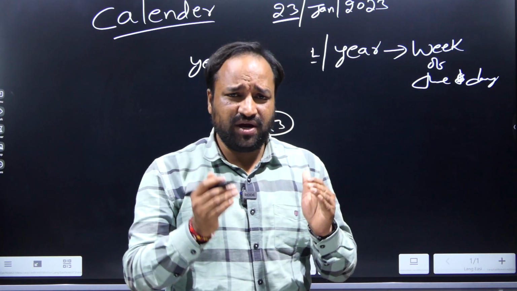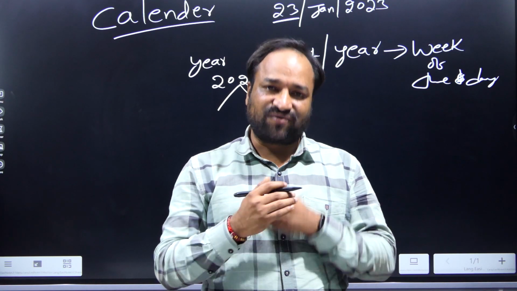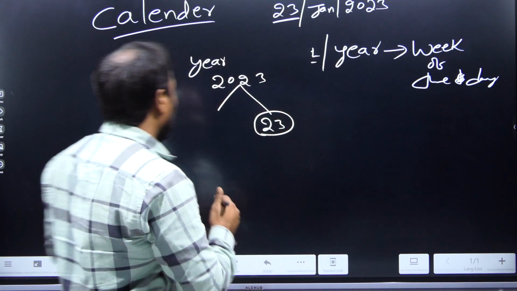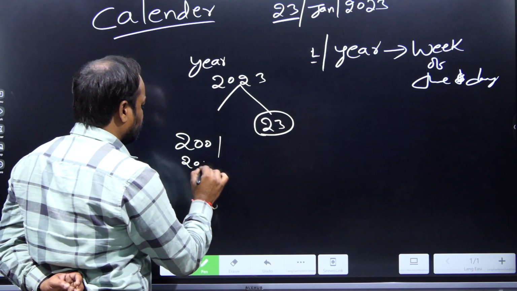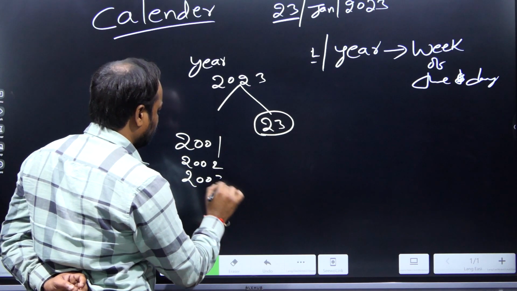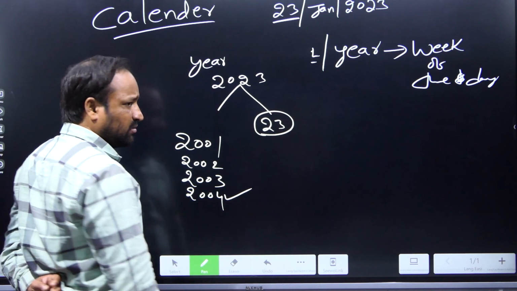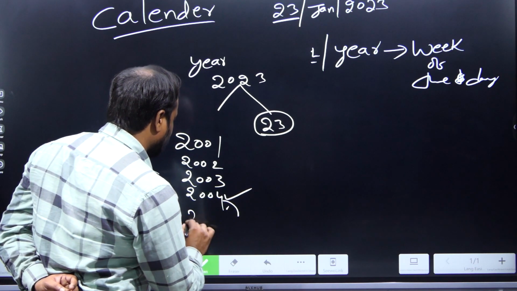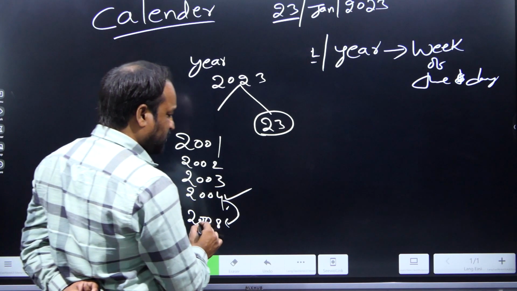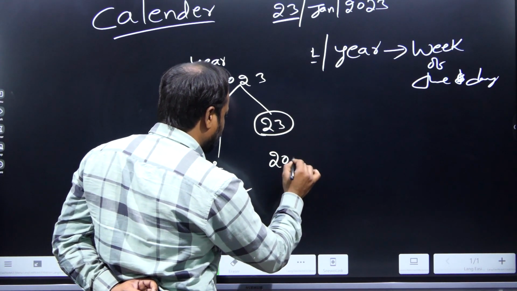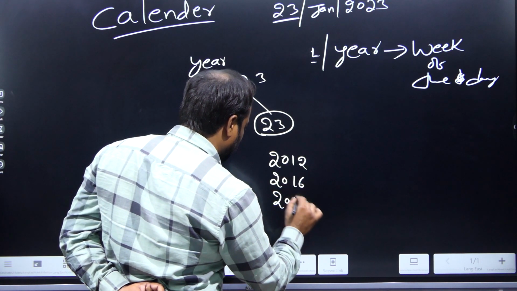That means the leap year will occur after every 4 years. Example, I am starting with 2001. After 2001, 2002, 2003 and 2004. 2004 is a leap year. That means after 4 years, that is 2008. After 4 years, the leap year will repeat. After 2008, the leap year is 2012. Next leap year is 2016. Next leap year is 2020.